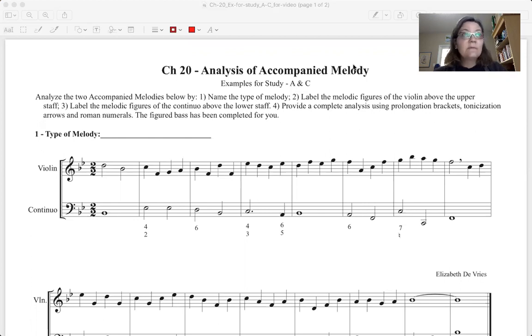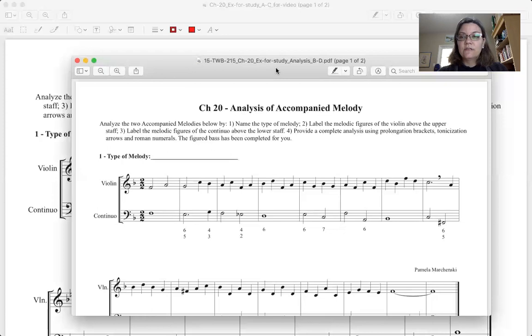So the next assignment that you have to do is TWB 215 for chapter 20. So it's TWB 215. Okay, and it looks like this. It looks very similar to the handout. So notice the title, TWB 215, chapter 20. And this is what this looks like on the top.